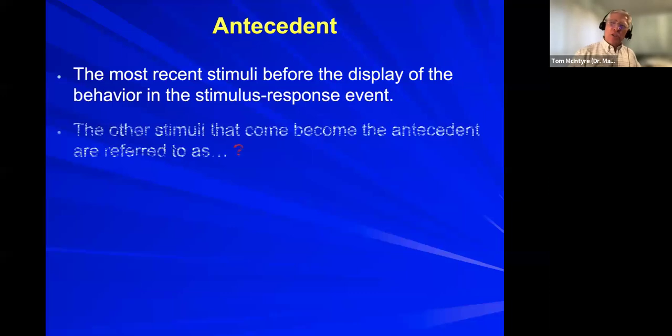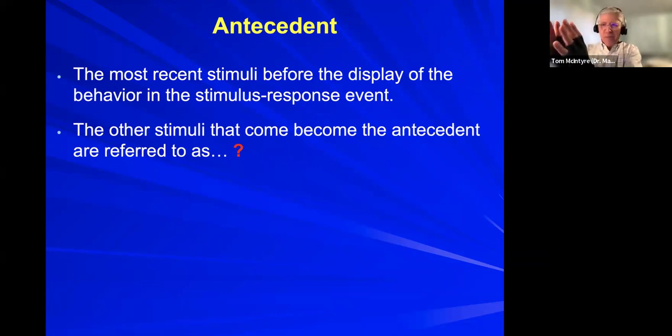Now, there's a lot that happens before a behavior is shown, but the most recent thing to happen just before the behavior, we call the antecedent. There's other stimuli that happen throughout the day, throughout the class, but then something sets off the behavior. That something that is closest to the behavior is known as the antecedent. Does anyone know, if you'd enter into the chat, what about those things that happened before the antecedent? What are they called?